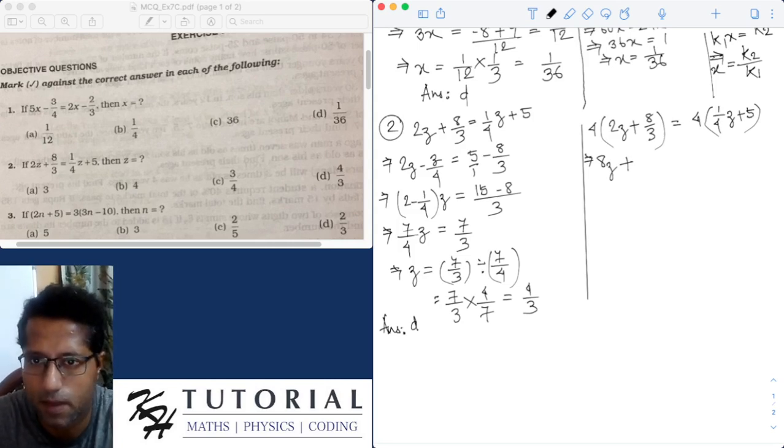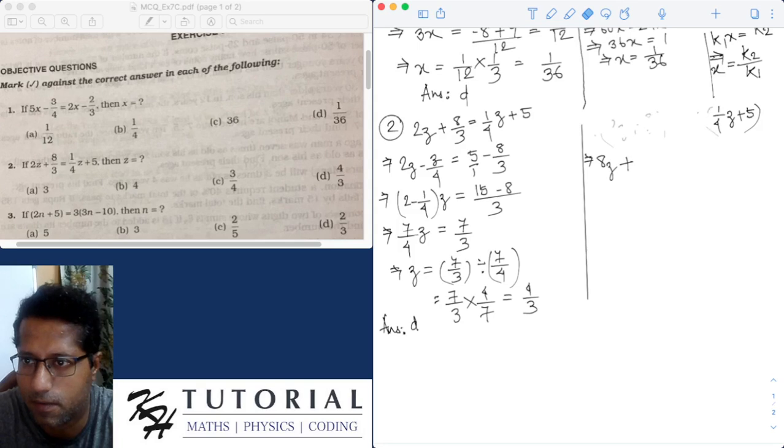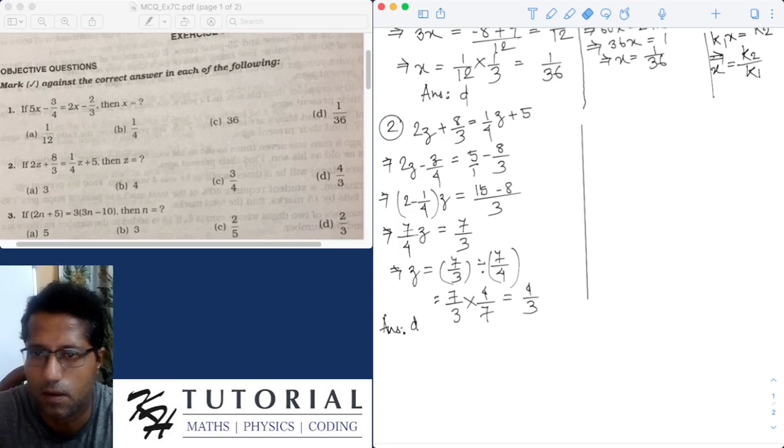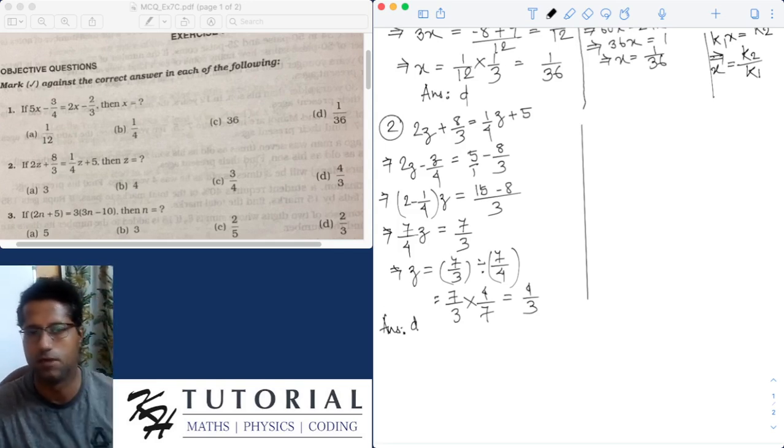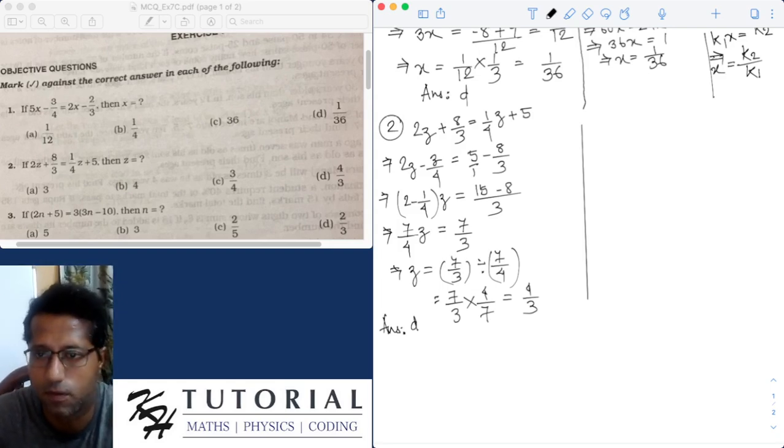we have to multiply with not 4 but the LCM of 4 and 3, because there is a fraction part 8 by 3. So we have to multiply with the LCM of 3 and 4, because there are two fraction like terms, 8 by 3, that is a constant, and the z by 4.